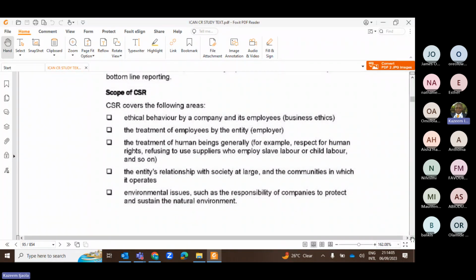However, there are some scopes of CSR. Please note that it is not compulsory that CSR must be in monetary terms. It's not that you have to give out cash.